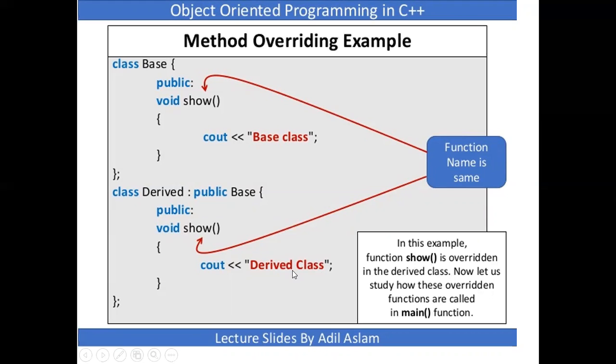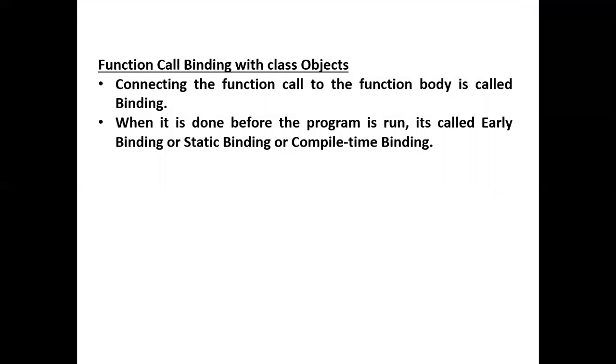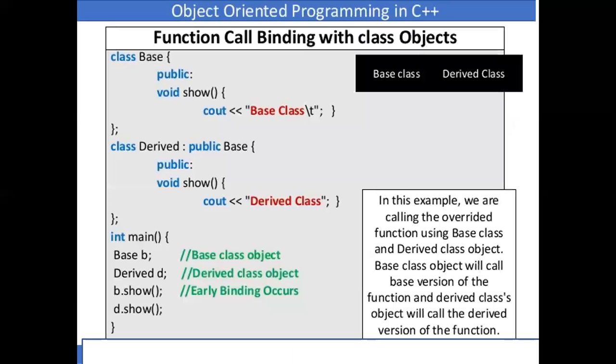Now when we call it in the main function, what will happen? Function call binding happens with the class and object. Connecting the function call to the function body is called binding. If we do the binding before the program runs, that is early binding, meaning we do the binding at compile time, also called static binding. And when we do this at runtime, that is known as runtime binding, or you can say dynamic binding, or late binding.